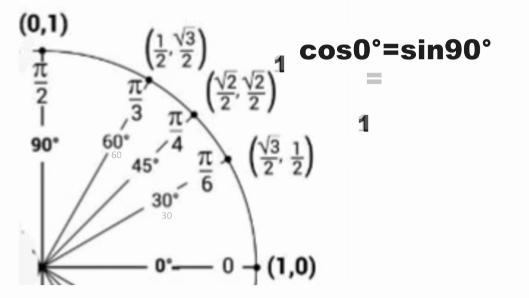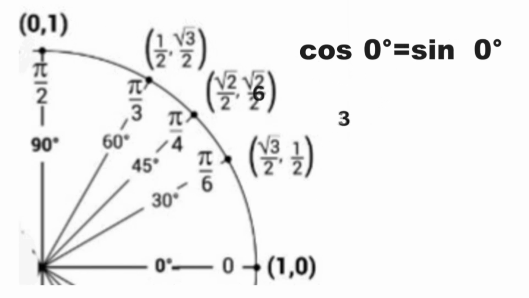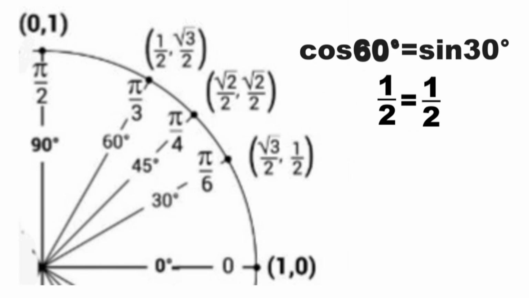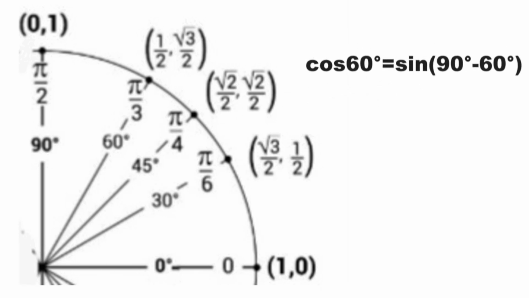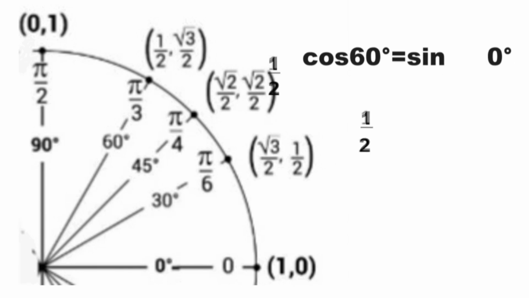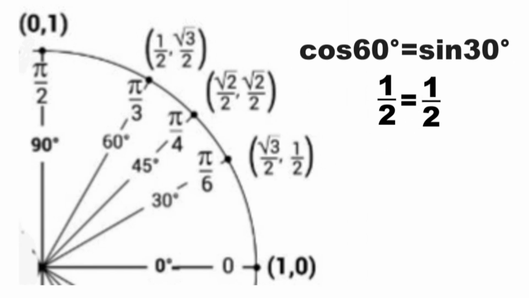Both equal to 1. And cosine 60 degrees is equal to sine 30 degrees. Both equal to 1/2. We can have the equation for this as cosine 60 degrees is equal to sine of 90 degrees minus 60 degrees. 90 degrees minus 60 degrees is 30 degrees, so cosine 60 degrees and sine 30 degrees both equal 1/2.